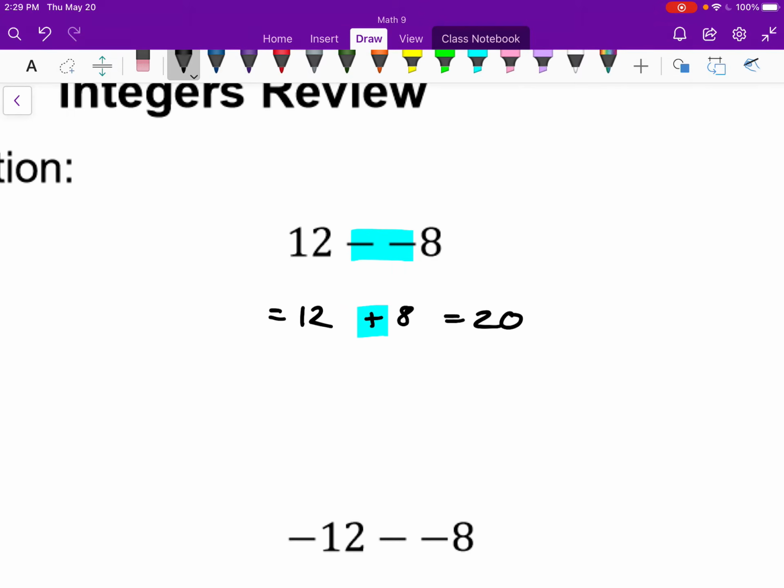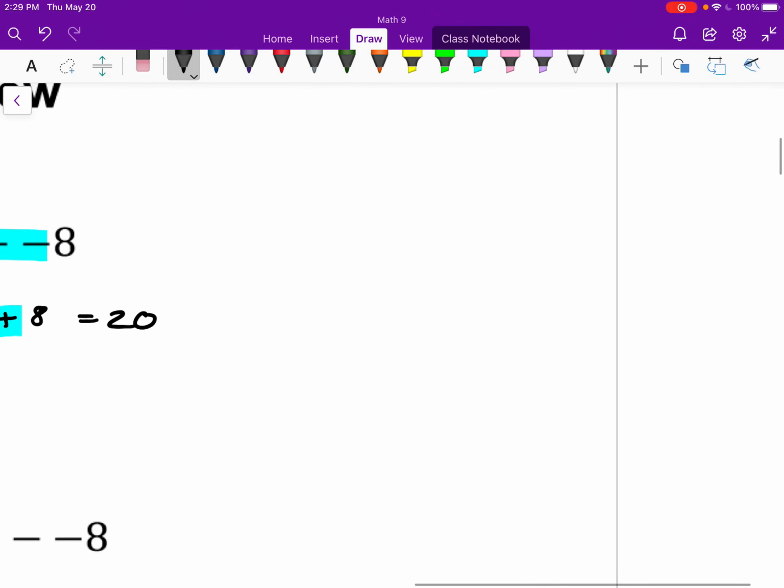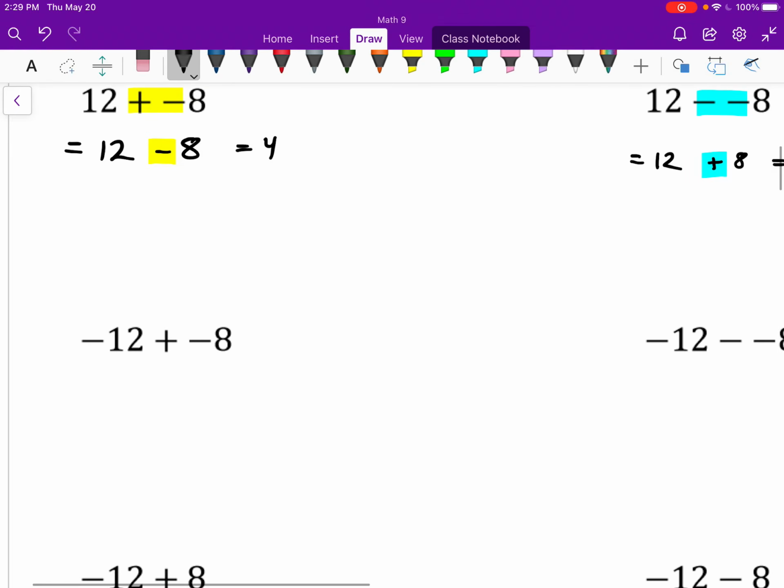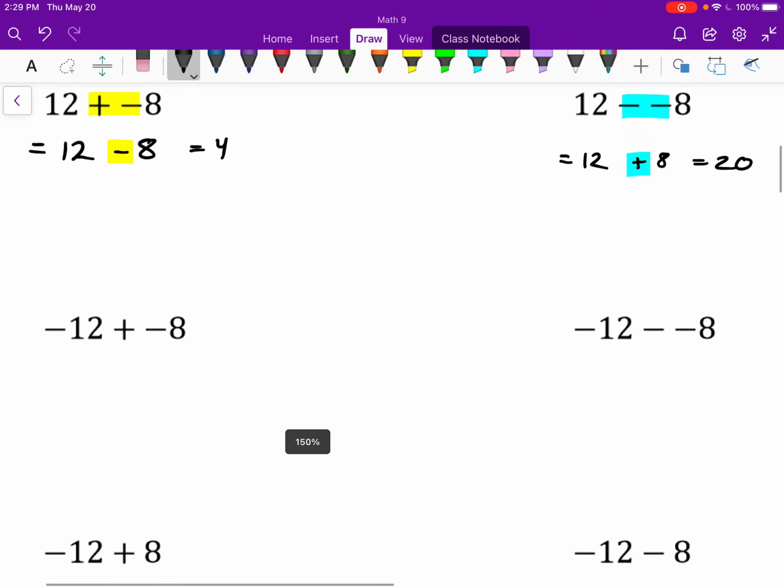And so anytime you're subtracting a negative, I would always think of it as just adding. It's a lot simpler. But in the end, these are equivalent. 12 take away negative 8 is equivalent to just 12 plus 8. Let's look at this next pair.